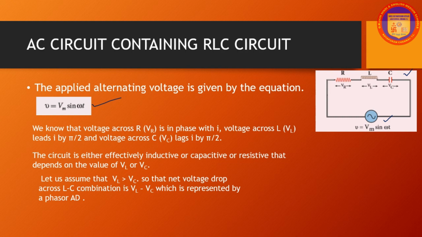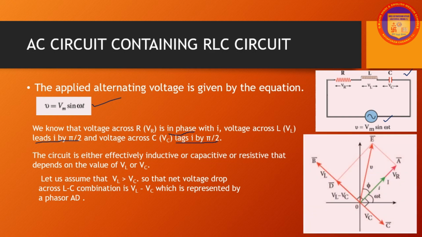As a result, the voltage is developed across R, L and C. So we know that voltage across R will be taken as VR, which is in phase with the current I. The voltage across L is VL, leads I by pi by 2, and voltage across C, VC, lags I by pi by 2, which we all have seen in the before session. The phasor diagram is drawn with the current as the reference phasor.